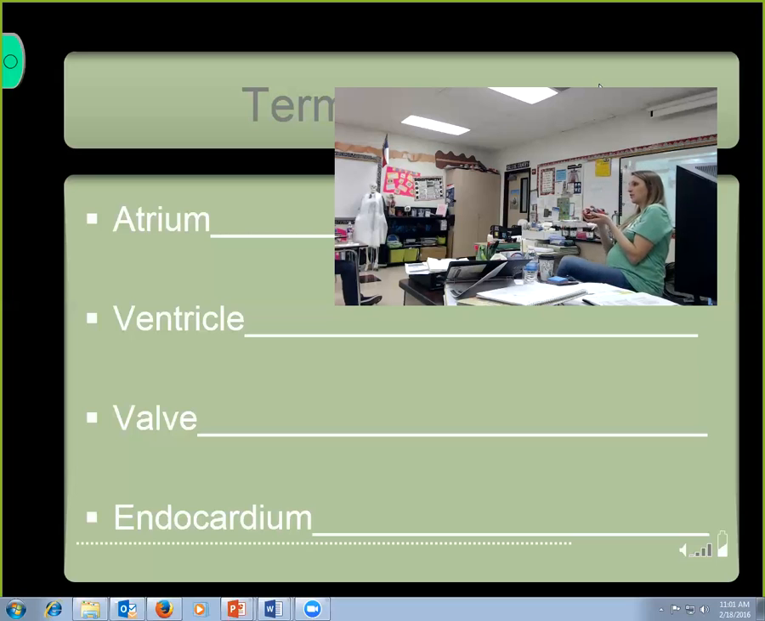Pulmono, remember, is the root word for lungs. Okay, so that's the valve. Those are your valves.